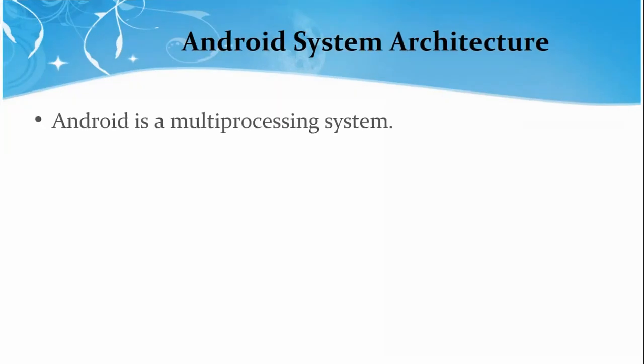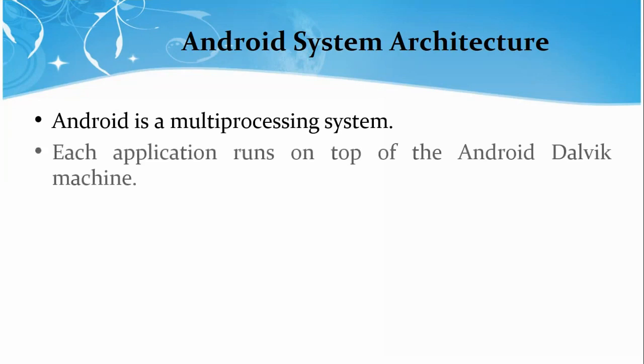So the architecture. First of all, Android is a multi-processing system. I guess all of you know that already. Almost all operating systems are multiprocessors, so that's not something new. But why is it specifically mentioned here for Android? Because it is a mobile operating system, not a regular operating system. So a multiprocessing system inside a mobile phone is kind of an achievement. Let me move on.